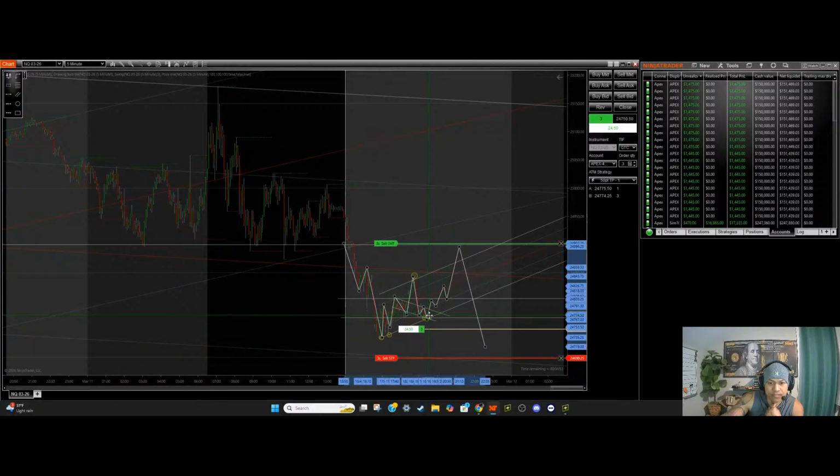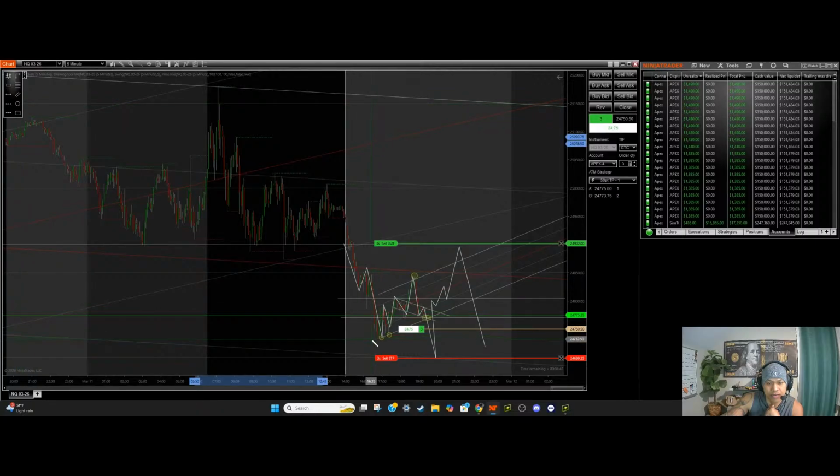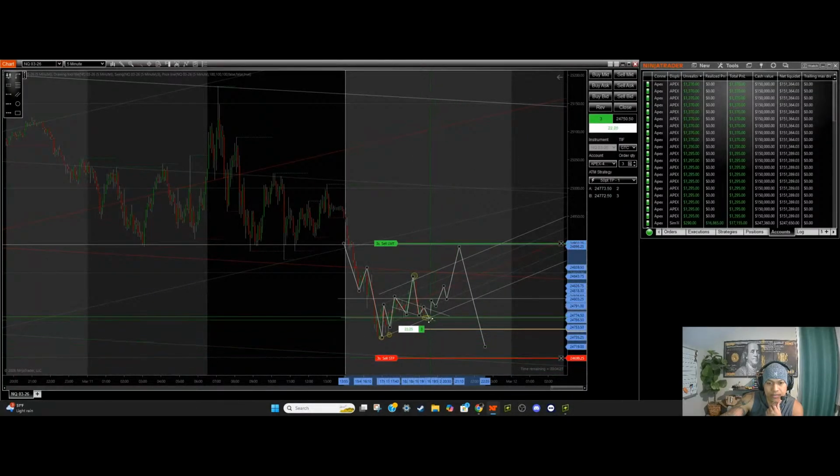That would be nice. I don't want it to go from here straight down and grab this liquidity, taking all these stops here, right? You got stops here, taking all that out and then ripping it back up. That would be dirty. NQ would be doing me dirty. So we need this area, this 24,770, to hold for us to survive this pullback.